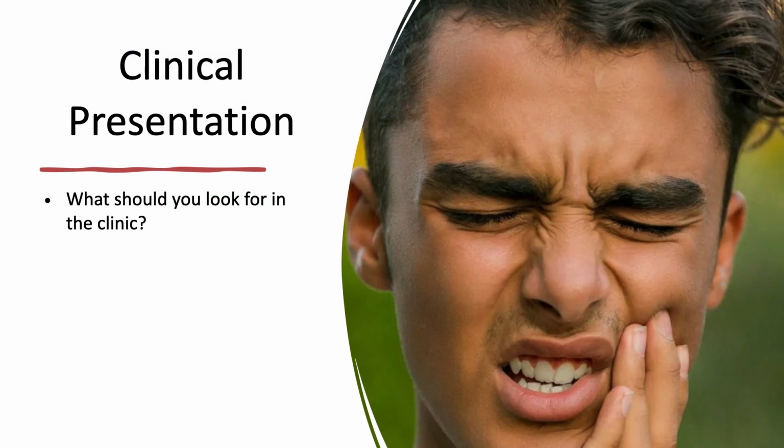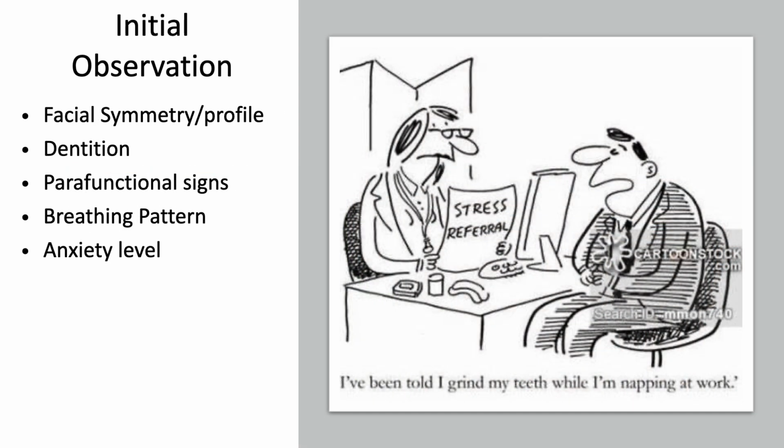Okay, so now what do we do? We're going to try and identify if it's a joint, a muscle, or a disc problem. So when a patient comes in, you're observing them, right? You're just looking at them. How are they sitting? Are they anxious? Are they holding their jaw a goofy way? Obviously, you're checking the dentition. What's going on there? Do they have wear patterns, bruxism signs, abfractions, stuff like that going on that might clue you into a TMD or muscular problem? Breathing pattern, yes, and then anxiety level.